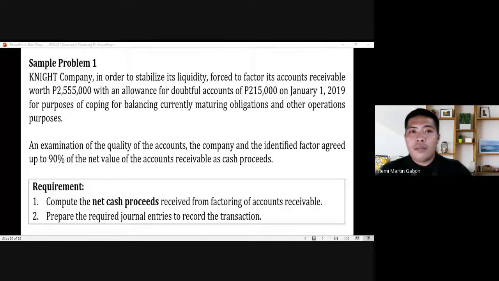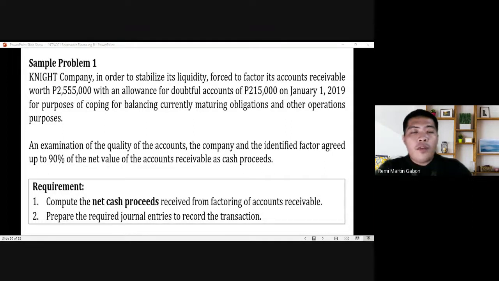So yan. We interpret the problem. The problem is referring to casual sale. Okay? So Night Company factored its 2,555,000 accounts receivable. That accounts receivable has a related allowance for doubtful accounts of 215,000. Now, upon checking quality of the accounts, by the way, factoring of accounts receivable involves quality check of the accounts receivable.